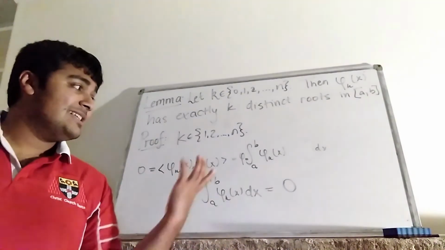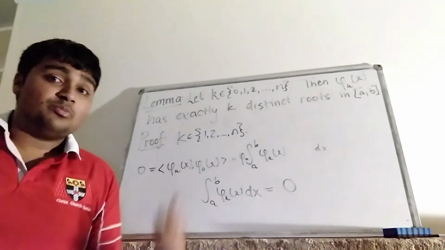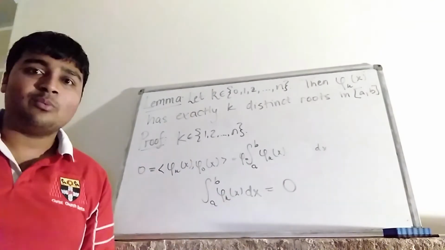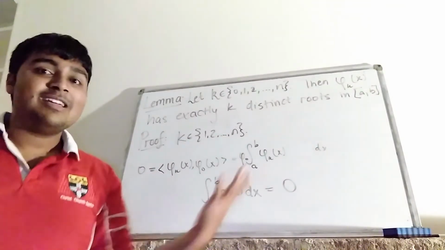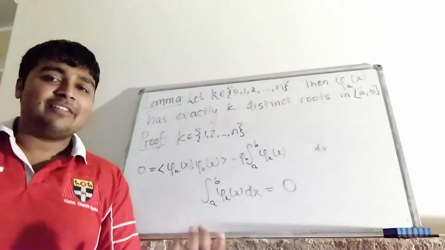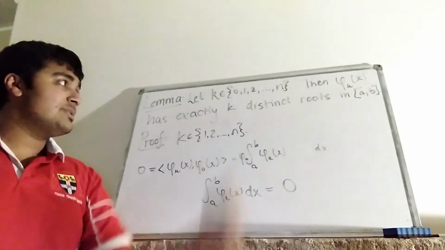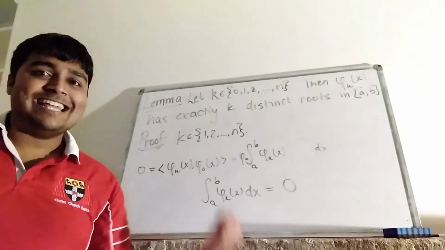Now what we're going to do is use this to show, well, because we know that there's at least one, we're going to try and find some upper bound and lower bound, and in fact show that they're the same number, and thus conclude that the number of distinct roots in (a, b) is exactly k.